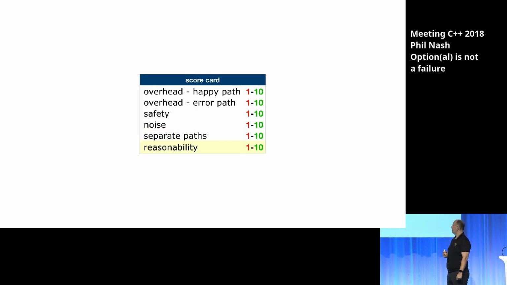Reasonability. It's a little bit harder to define in the abstract. It should become clear as we go through, but this is the ability to reason about the error handling, knowing what things may or may not propagate what errors and how we should deal with them. It's more obvious in some cases than others.